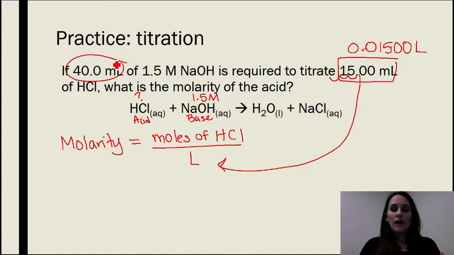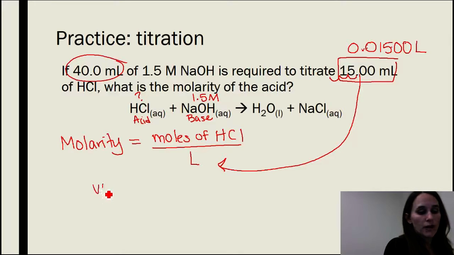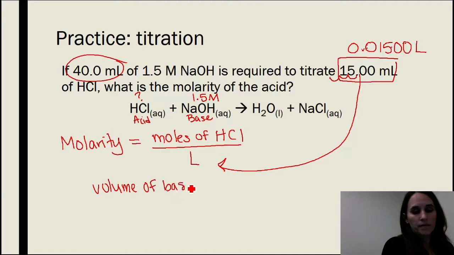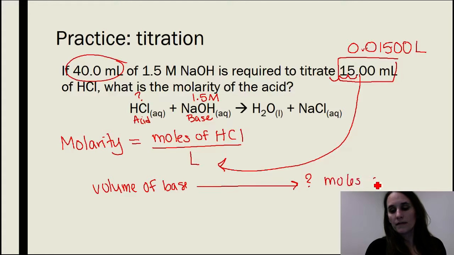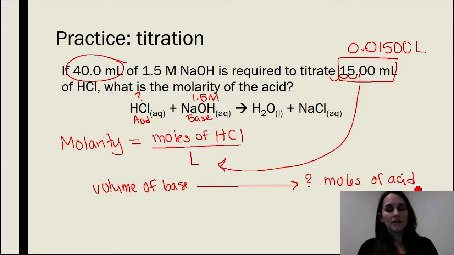So really, the question I need to ask is, if it took 40 milliliters of sodium hydroxide to titrate, to neutralize my acid, how many moles of acid were there? So I need to go from volume of base and convert that to moles of acid. So you might want to pause the video right now and see if you can solve the rest of it on your own, now that you've done some examples with your lab as well.